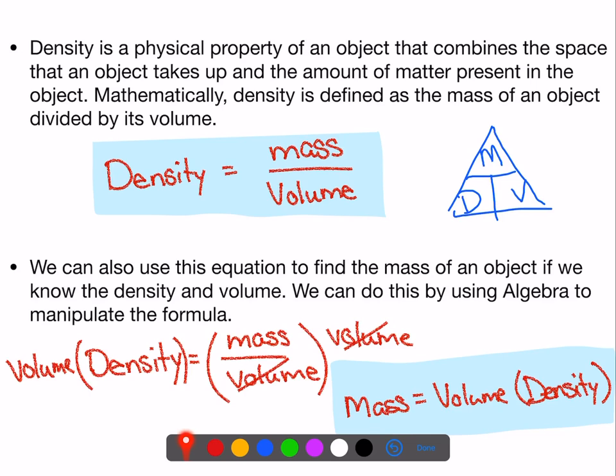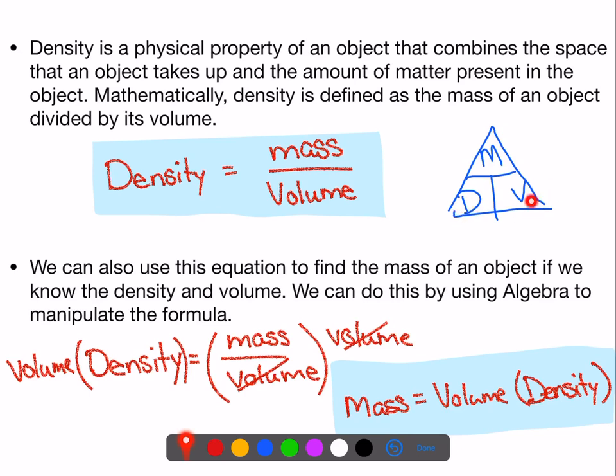Now, we can also use this equation to find the mass of an object if we know the density and the volume. We can do this just by manipulating the formula by multiplying both sides by volume. If we do that, the volumes will cancel out on the right side, and we'll be left with mass is equal to volume times density. Now we can also see that in this pyramid right over here. Volume is equal to mass divided by density, and density is equal to mass divided by volume, and lastly, mass is equal to density times volume.